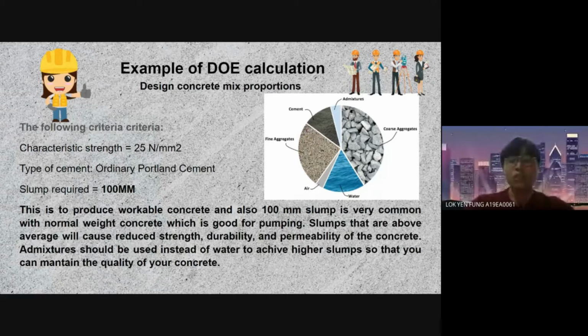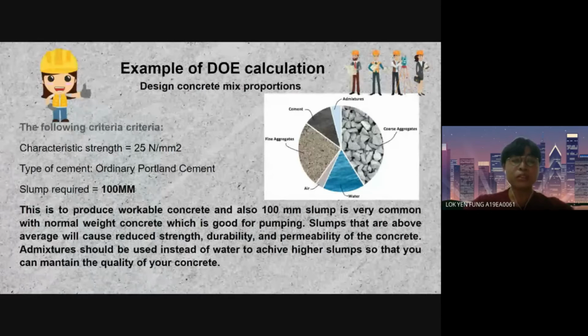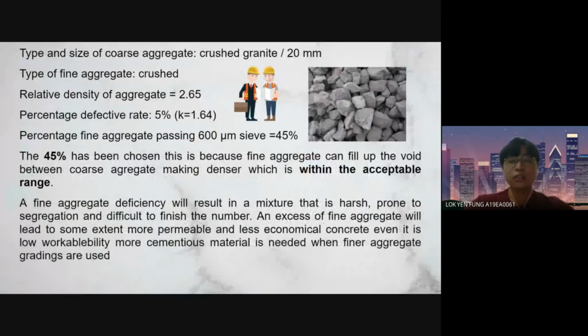Slumps that are above average will cause reduced strength, durability, and permeability of the concrete. A admixture should be used instead of water to achieve higher slumps so that you can maintain the quality of your concrete. The type and size of coarse aggregate is crushed granite, which is 20 millimeter. Type of fine aggregate is crushed. Relative density of aggregate is 2.65. Percentage defective rate 5%, which is K equal to 1.64. Percentage fine aggregate passing 600 micrometer sieve equal to 45%.